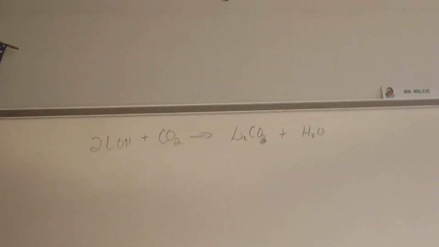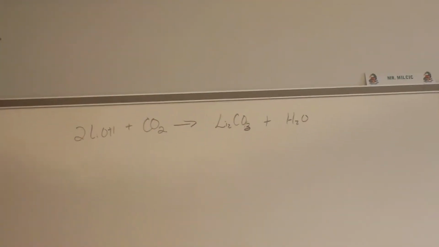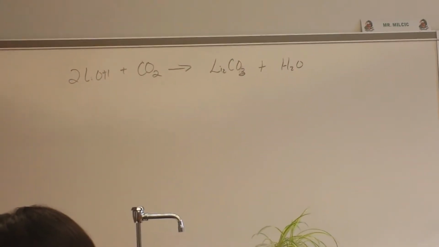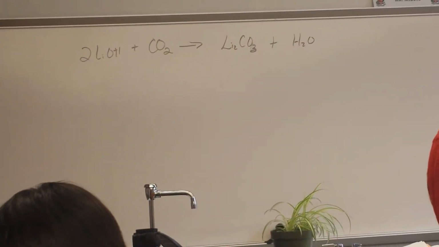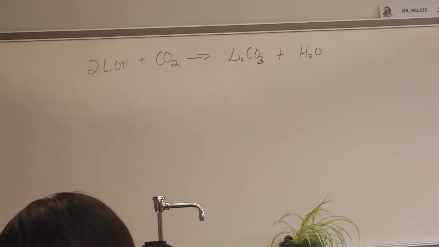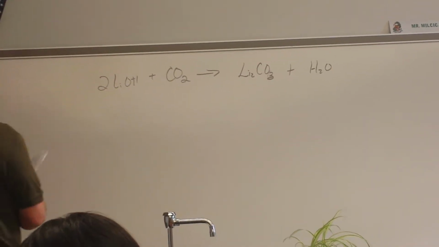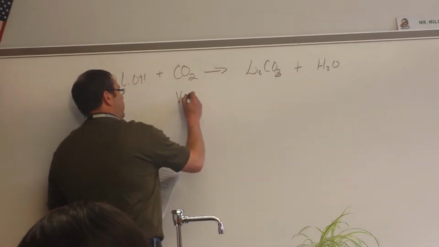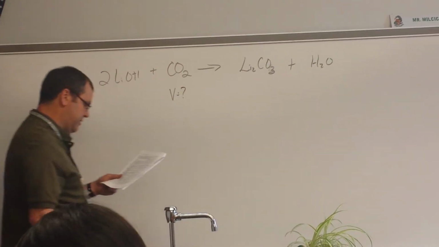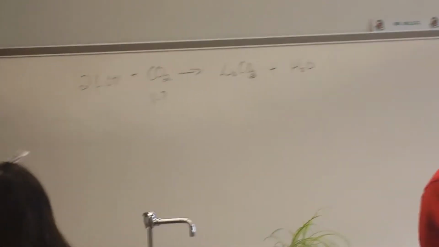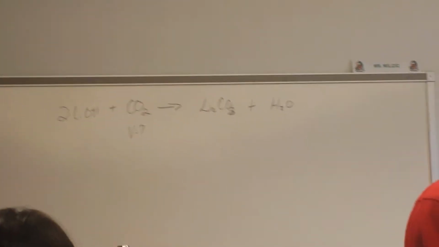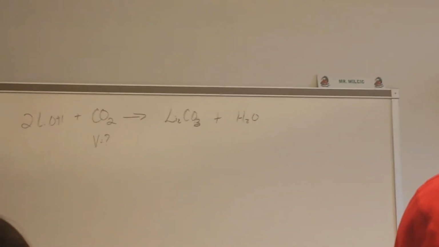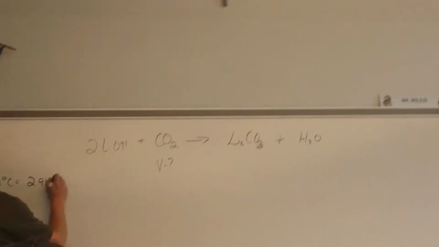Alright, so here's a balanced equation. It's lithium hydroxide. It's used in spacecraft, so when astronauts go up in the shuttle, they get rid of carbon dioxide with it. They gave us one volume of carbon dioxide, so I need to know this volume. At 21 degrees Celsius, so I got temperature. Let's just convert it to Kelvin, which is 294. Is that correct?